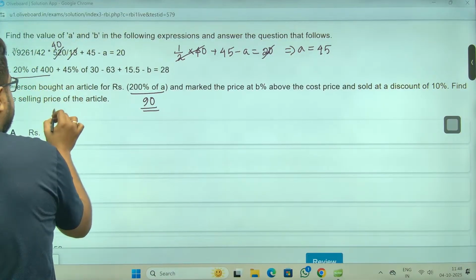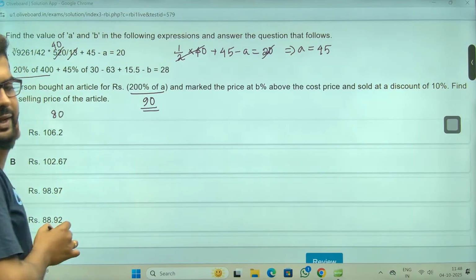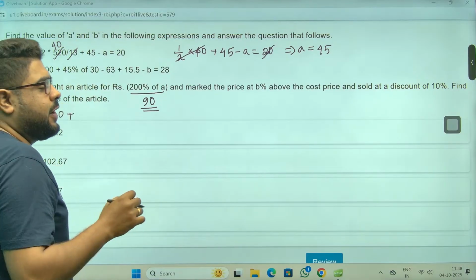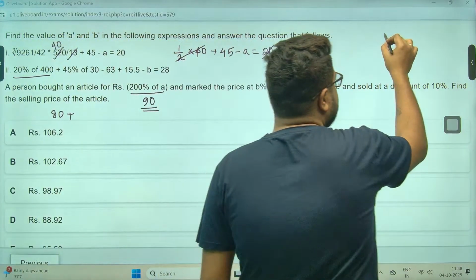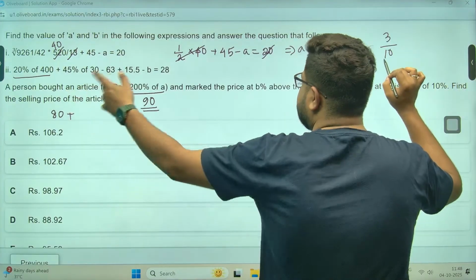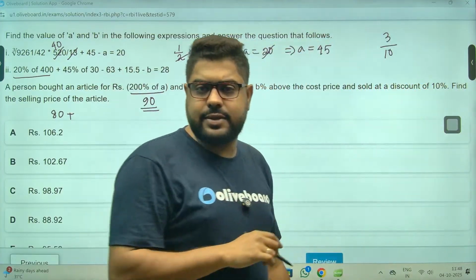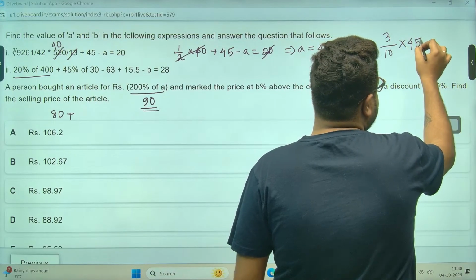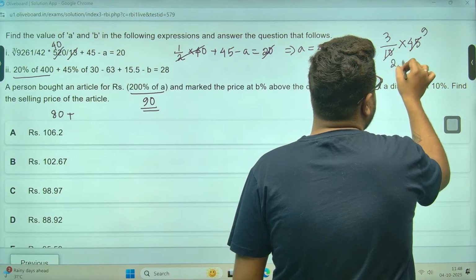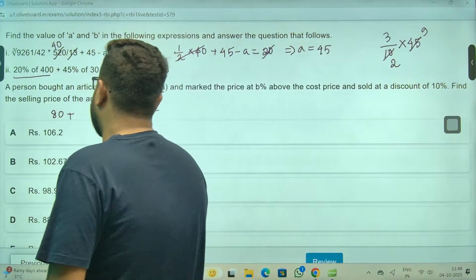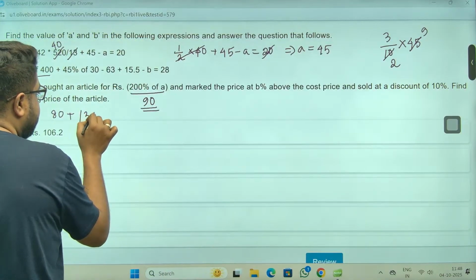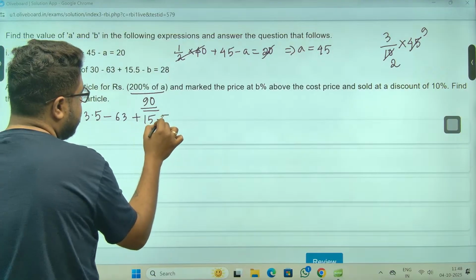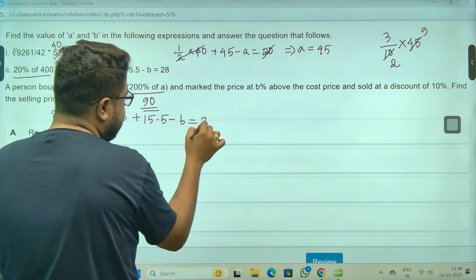This is 80. 420%. 80, sir. Plus 30% of 45. 30% meaning 3 by 10. Or 45% of 30 and 30% of 45 both are the same thing. So 3 by 10 of 45. You can keep it like this, or you can say, no, sir, I'll do this. No worries. So 27 by 2, that is 13.5. Minus 63 plus 15.5 minus B equal to 28.